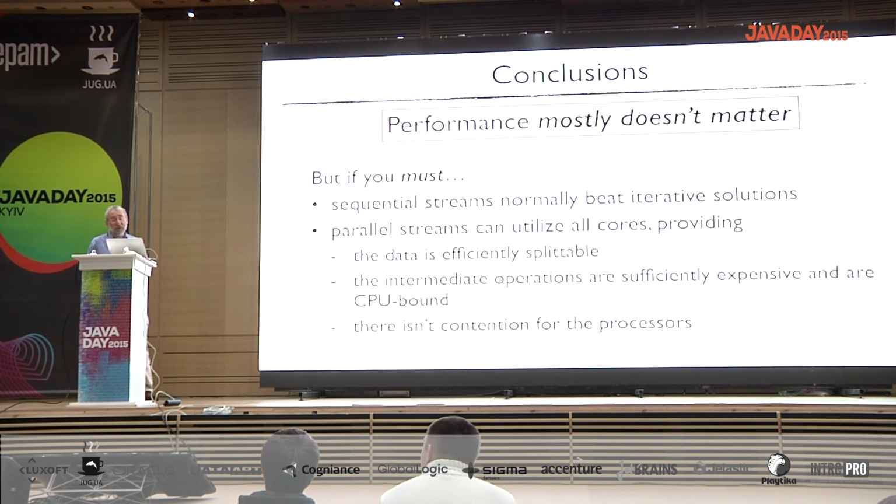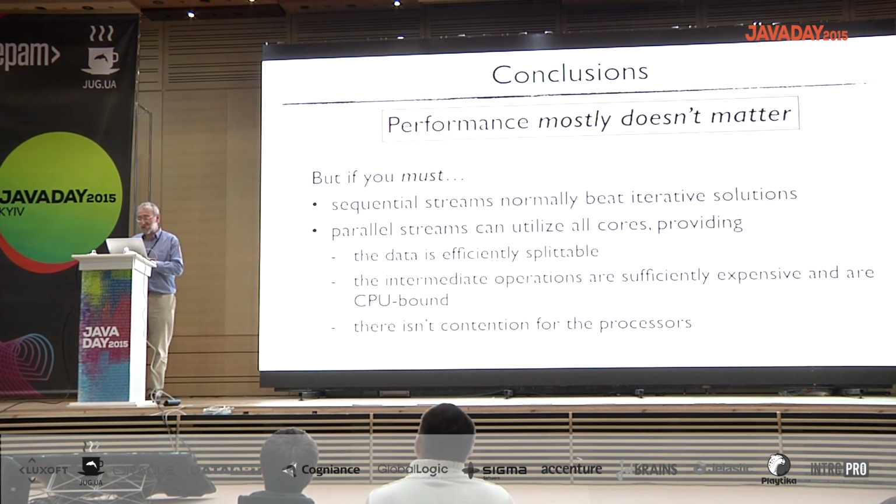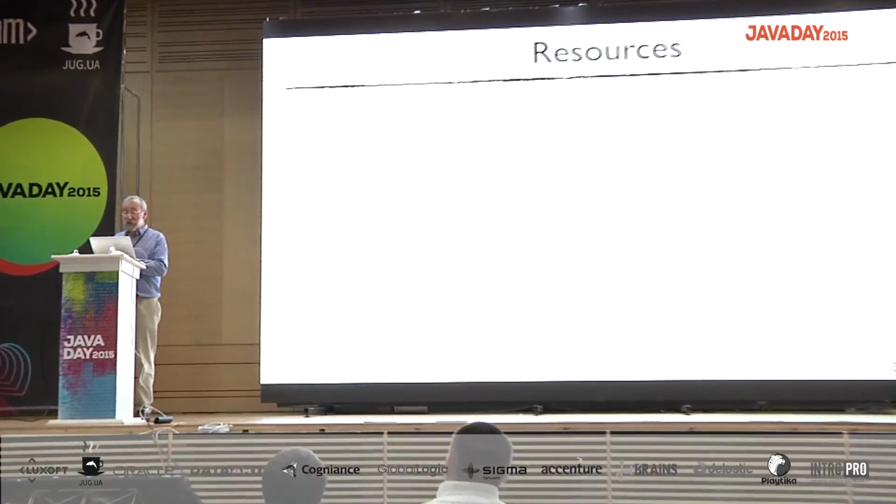Sequential streams normally beat iterative solutions, not always. Parallel streams are quite a narrow case, as it turns out, unfortunately. They can utilize all cores, but you need to fulfill these conditions, and those conditions are quite demanding. So we're really looking at a fairly niche set of use cases. Okay, so that's the story.